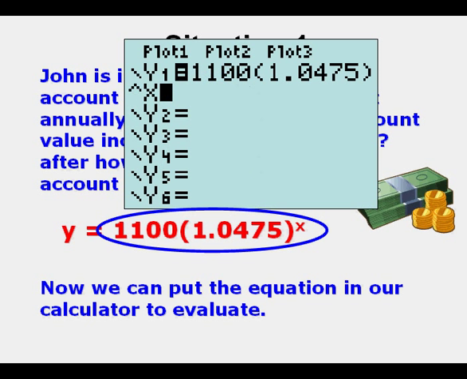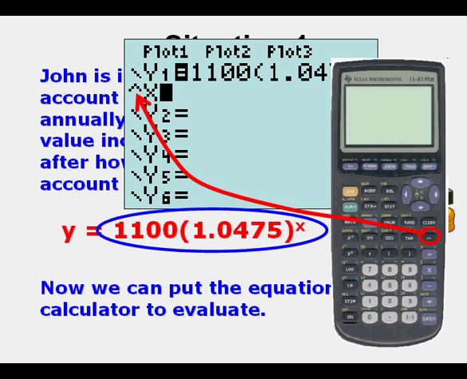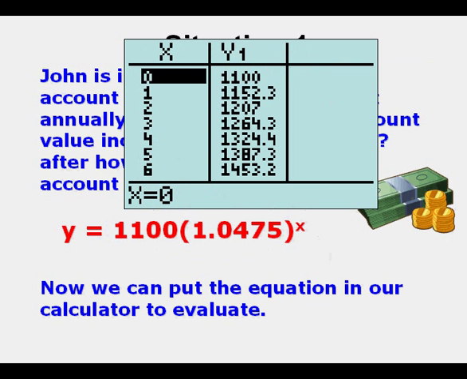And here we place it, and if you'll notice, the power key, which is right below the clear key, you press that first, and then x goes after it. You're probably used to putting a 3 or a 2 or some other exponent to the right, but in exponential functions, the x goes to the far right, to the power of x.